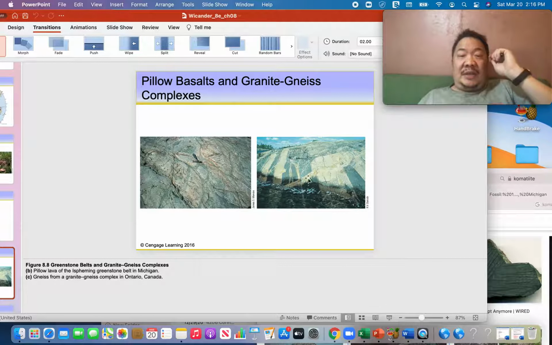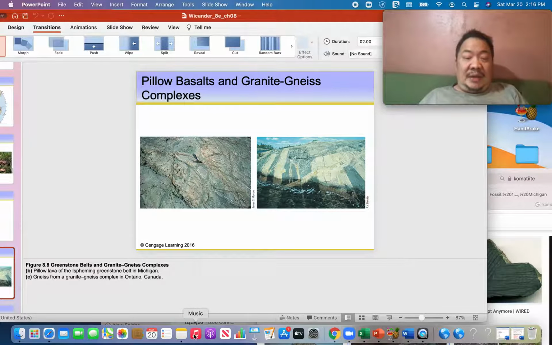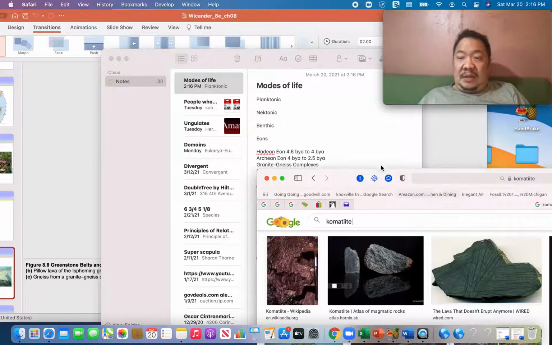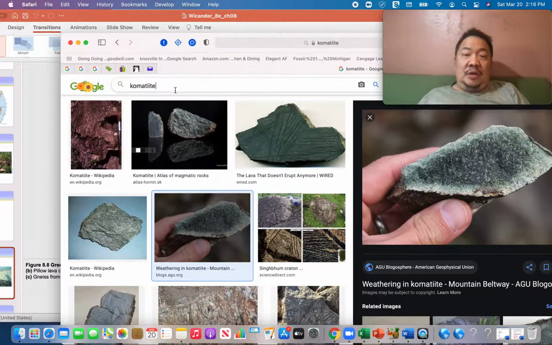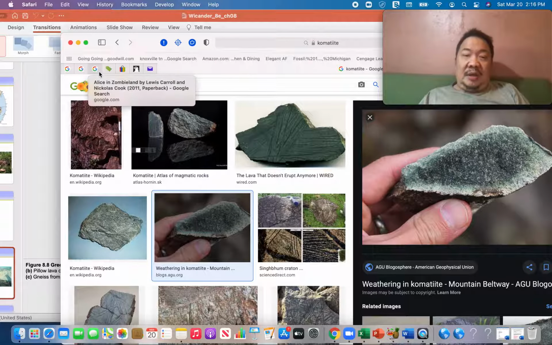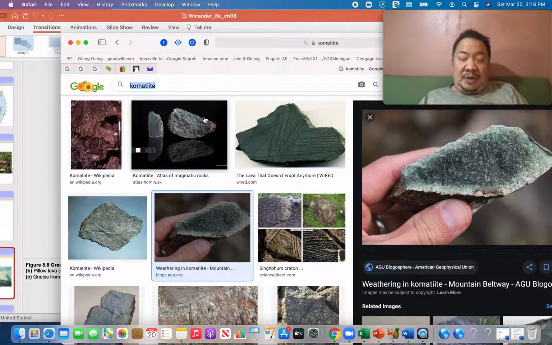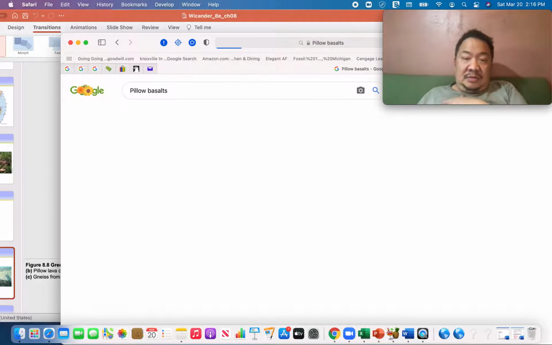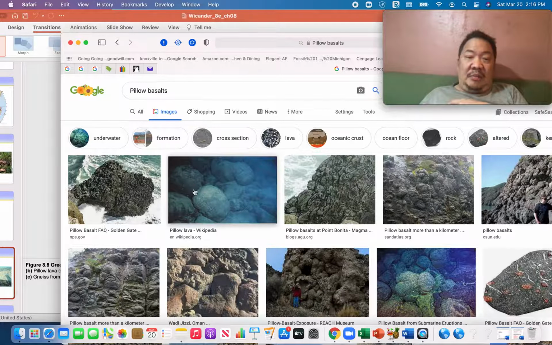Here you can see some granite gneiss complexes, pillow basalts. We can also add that to our list. Pillow basalts are also found in the Archean. Whenever you hear the word basalt, think of the sea floor, because that's what the sea floor is made of. Pillow basalts. Here you can see the bottom of the sea floor.